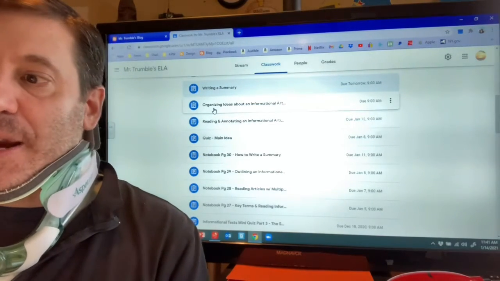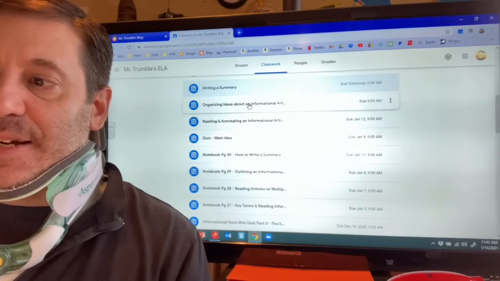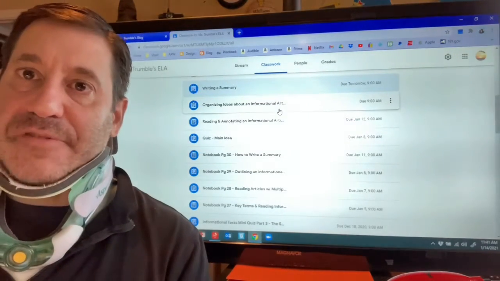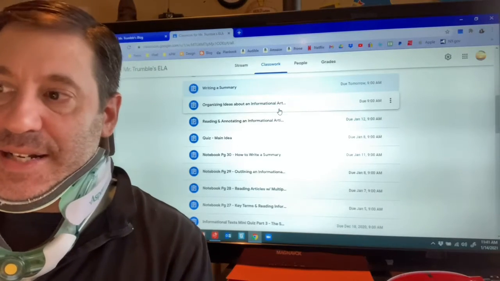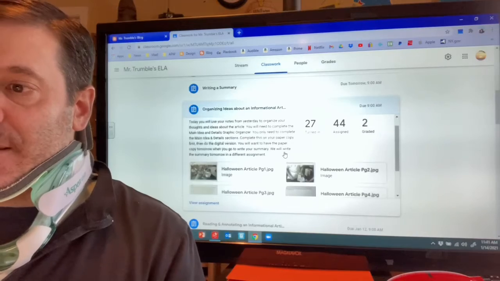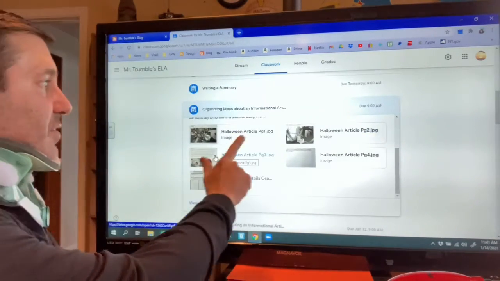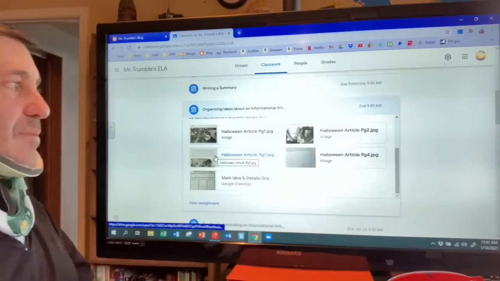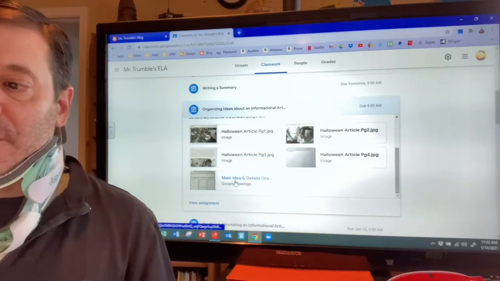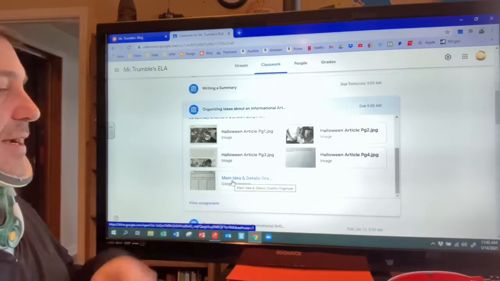The assignment that we're handing in is the second one down. Organizing ideas about an informational article. That's what we did today. We did a graphic organizer. We organized our ideas. So I click on this assignment, and here you can see the directions, and here you can see there are the 4 pages of your article. All right, I've included them so you guys can see digital copies if you had lost yours. But then right here you see main idea and details graphic organizer.